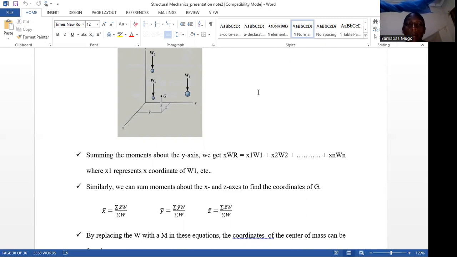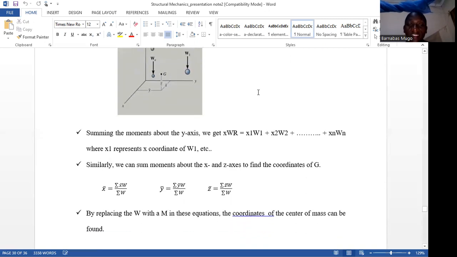So similarly, we can sum moments about x and about the z-axis to find the coordinates or ordinates of G, such that if I want to know the value of x bar, which is the ordinate of the centroid, then it is the summation of x bar w over the summation of w, of all the weight. y bar is the summation of y bar w over the summation of w. z bar is the summation of z bar w over the summation of w.